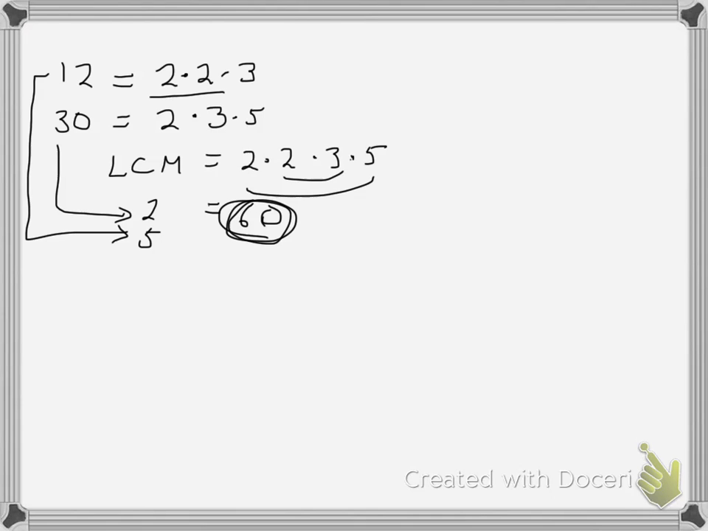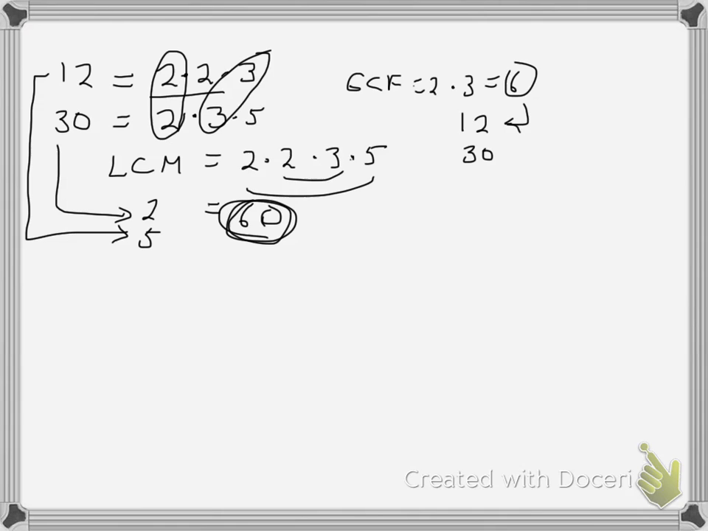Do not confuse that with the greatest common factor. The greatest common factor of those two would be the things they share in common, right? They share a 2 in common, and they share a 3 in common. And so the largest number that divides evenly into both 12 and 30 is 6. Okay, so these are almost like opposite ideas from one another. Make sure you see the difference between these two ideas.